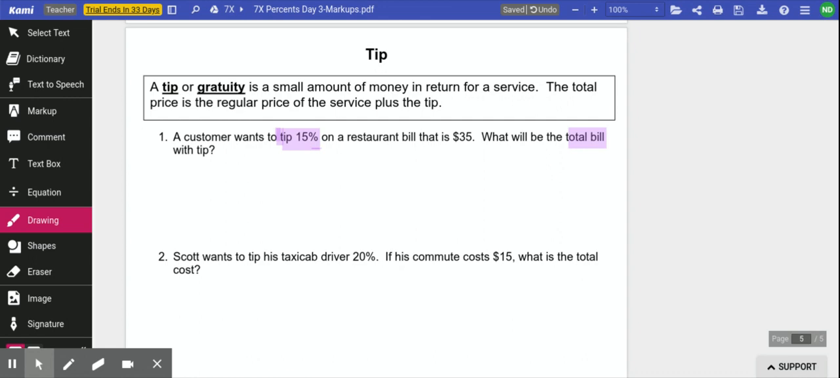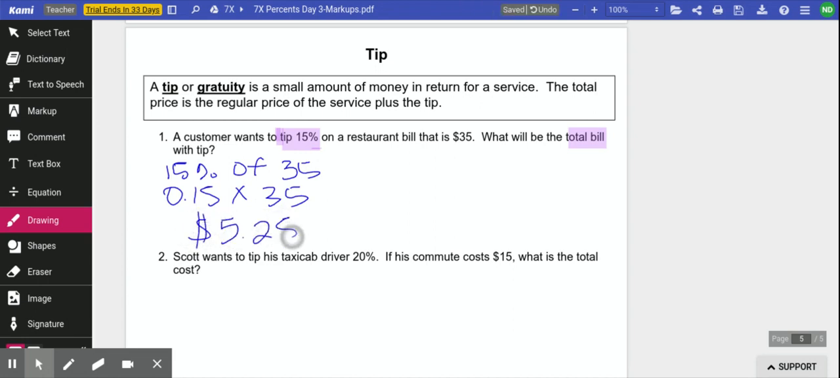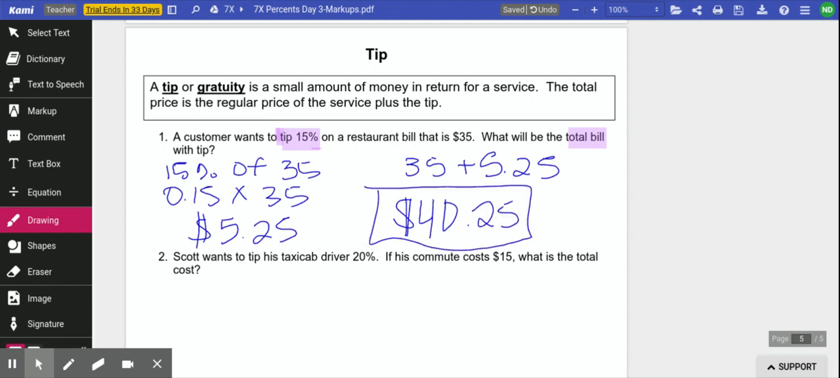So step 1, figure out what is 15% of $35. 15% as a decimal is 0.15 times 35. When I do that, we should get $5.25. So $5.25 is the amount of money you were leaving this waiter or waitress as a tip. But again, we got to figure out the total. So the total is going to be the cost of the bill plus the tip amount. And when I add that together, we should get $40.25. So the total price that you are spending in this restaurant is $40.25.